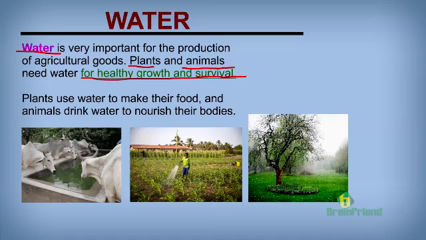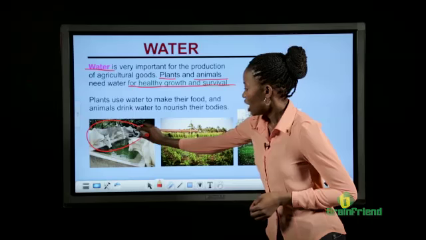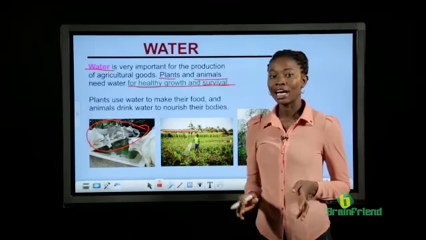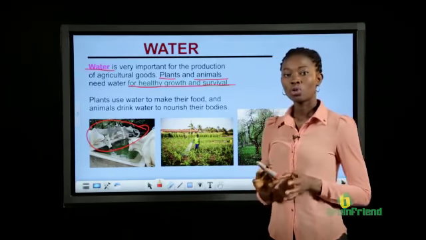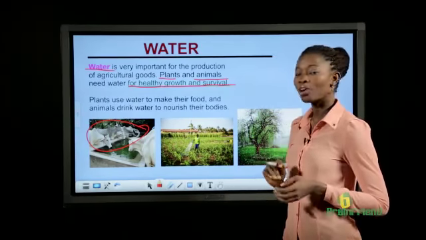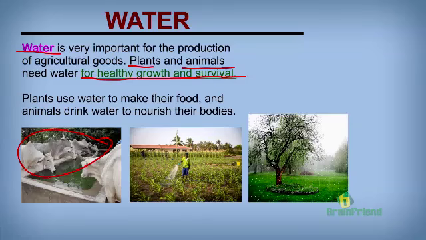Animals drink water to nourish their bodies, and farmers also use water to make food for animals. Plants use water to make their food. Know that plants make their food themselves using water, sunlight, and carbon dioxide. So they use water to make their food.